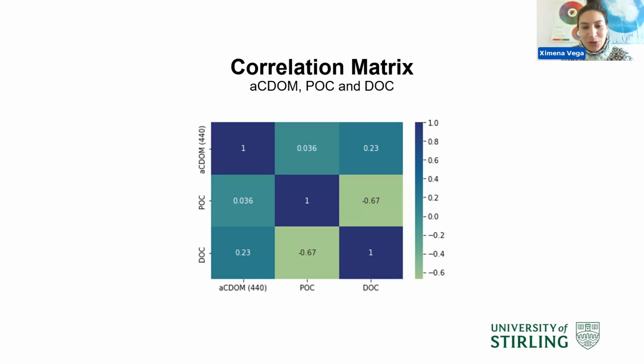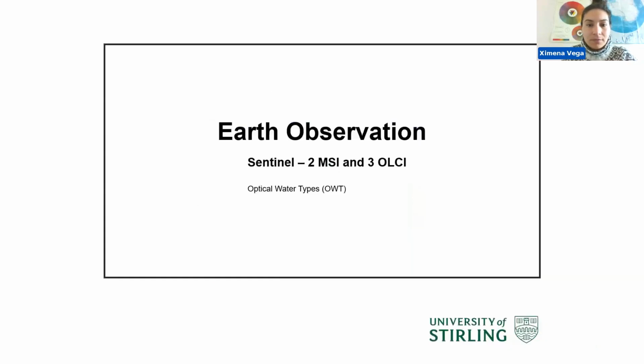And as I told you already, just to remember that these are just initial results, but I found a negative correlation between POC and DOC, and a positive relationship between colored dissolved organic matter and DOC. Now, as we already know, these complex systems need more than just specific studies, right? We need to understand the processes in a broader picture. I mean, with regards to time and space.